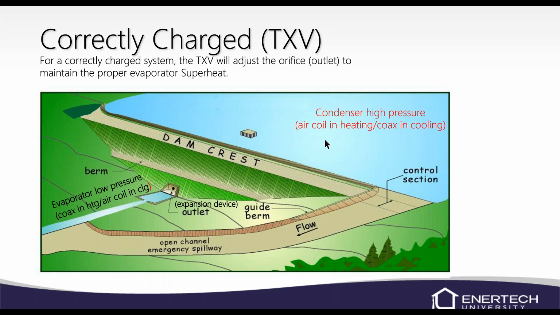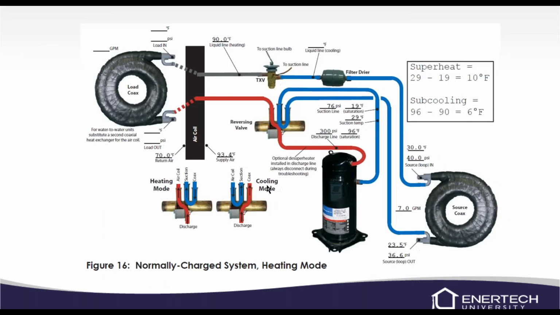So for a correctly charged system, the expansion device, or the TXV, is going to adjust and maintain your proper superheat. In a perfect world, it'll sit somewhere around 10 degrees or so on your superheat. Here are some temperatures and pressures you're likely to see on a normally charged system. We're going to have somewhere around 6 to 8 degrees of water temperature difference. Usually our discharge on a compressor is somewhere between 300 and 350 psi, obviously depending on your water temperatures.